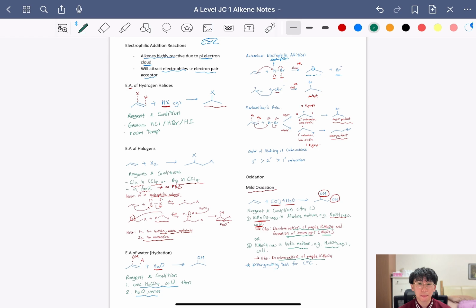Remember, it's important to memorize all your reagents and conditions as well as reaction mechanisms and all the reasonings behind the different aspects of your reactions. If you memorize these, you surely master the alkene topic.